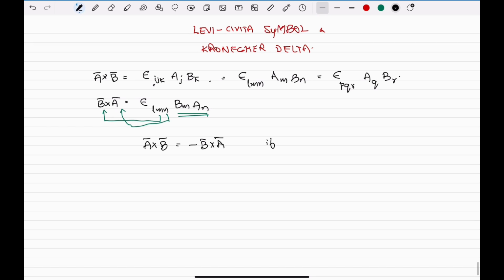If A is equal to B, then it becomes A cross A is equal to minus A cross A. That implies A cross A is equal to 0. This is what we have proved in the last class.